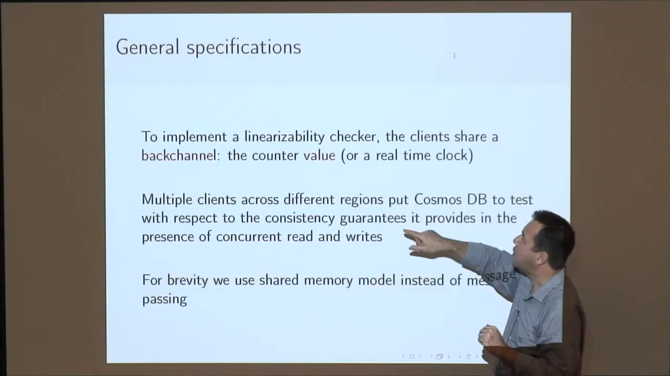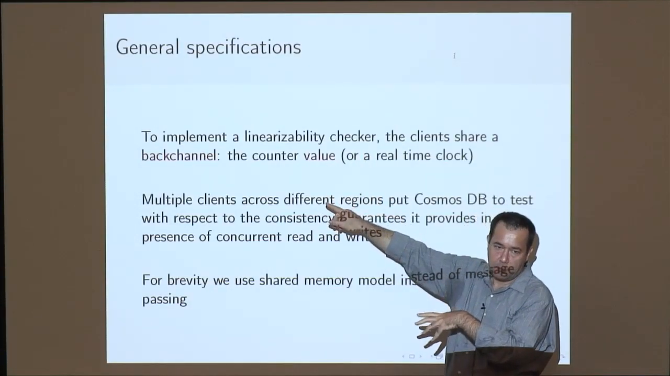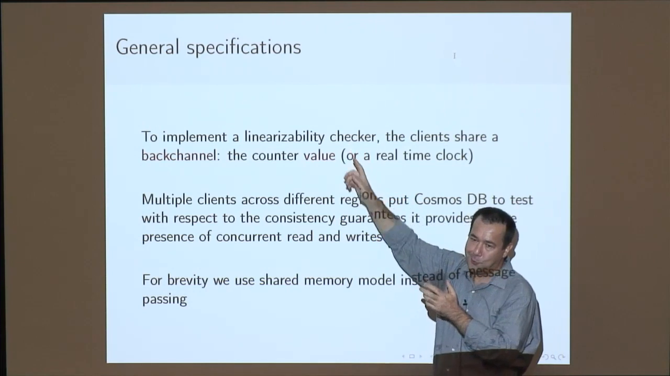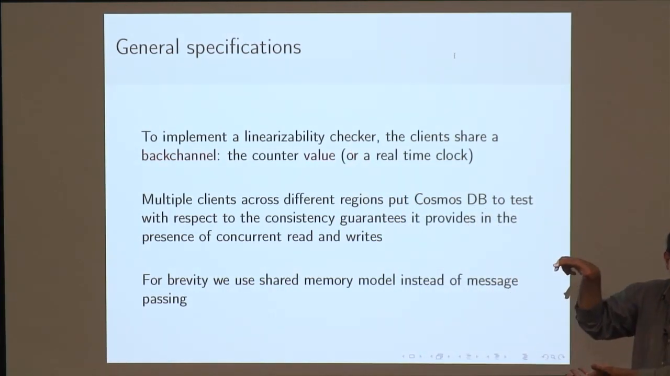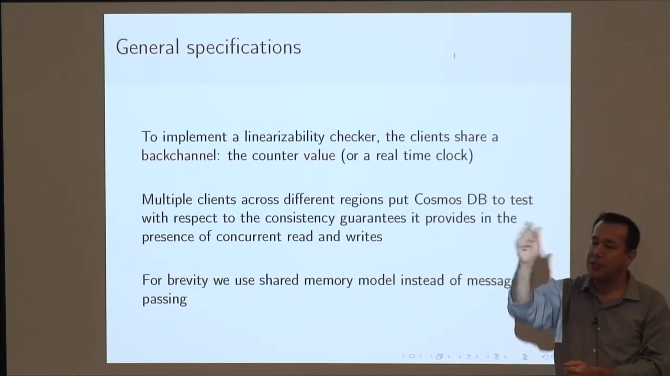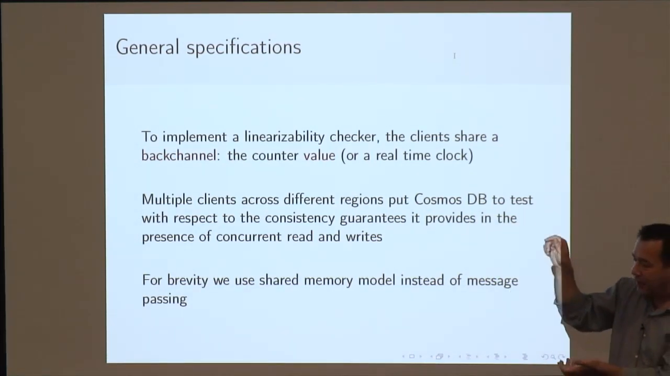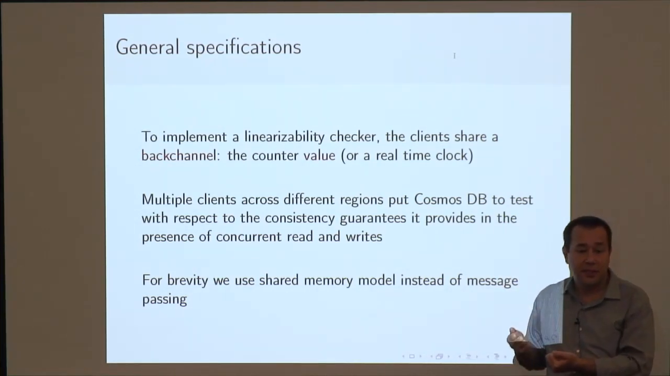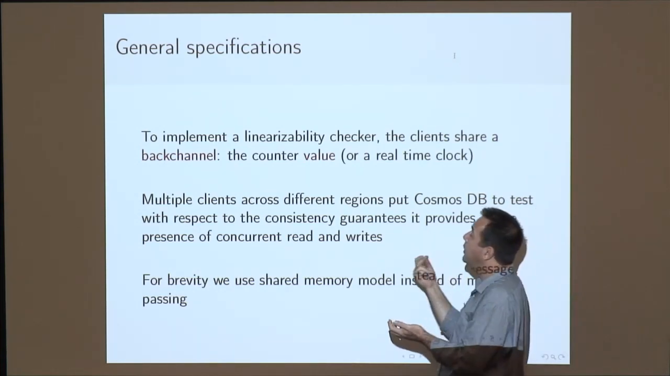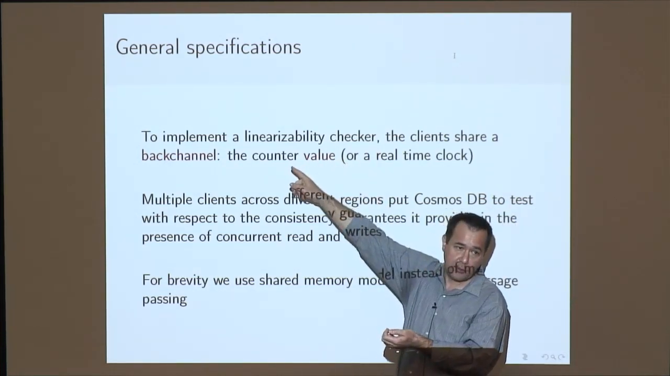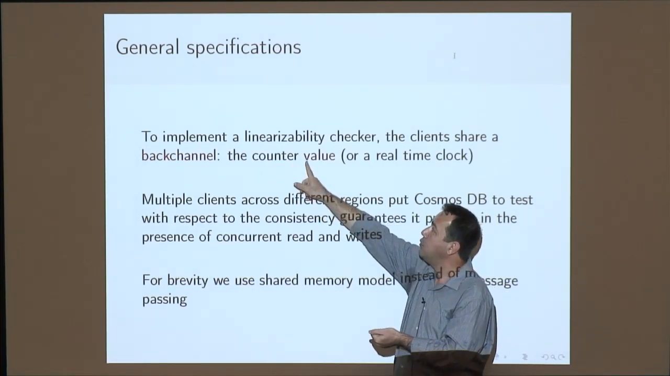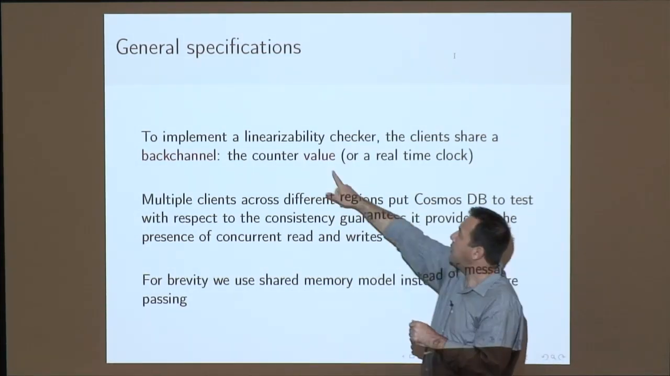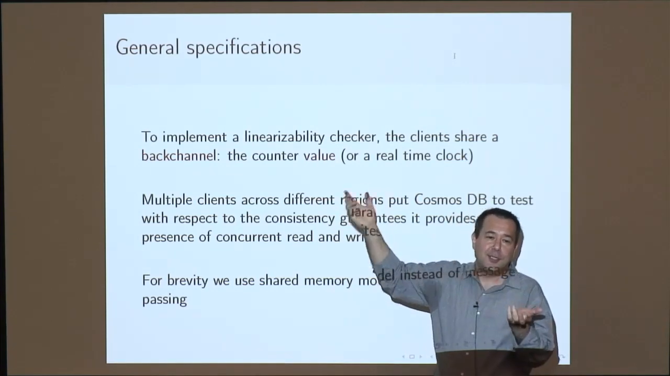So the multiple clients need to share a back channel, a secret, to test the database with. This is actually how linearizability checkers work. So the Jepsen linearizability checker spawns multiple clients and sends read and write operations from these clients. It tracks in the log the order in which they are sent, tracks the replies back, and then checks for linearizability over that log. So in our model, we are going to make the clients share a secret. This is the value, and this value is a shared variable.